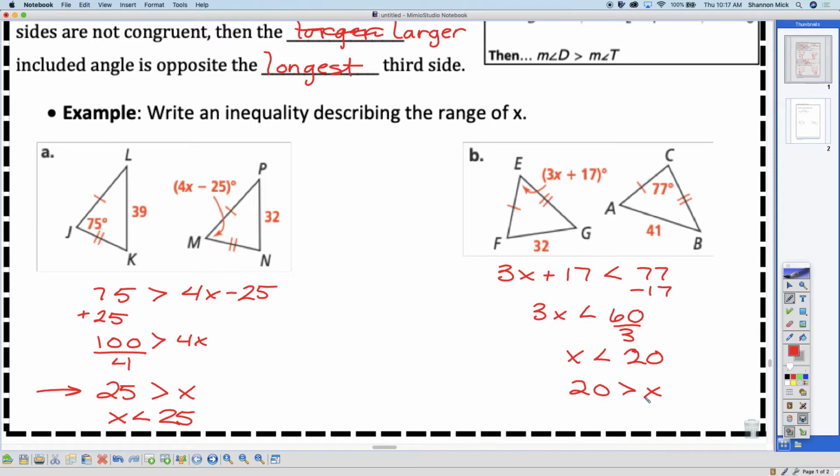Because I have right here, I have x is less than 20. Does that mean it could be negative 38? Can I have negative angles? No, it has to be bigger than what? My angle has to be bigger than 0, yes? So I need a number over here that x has to be bigger than. So I take this right here, and what does it have to be bigger than? 0.